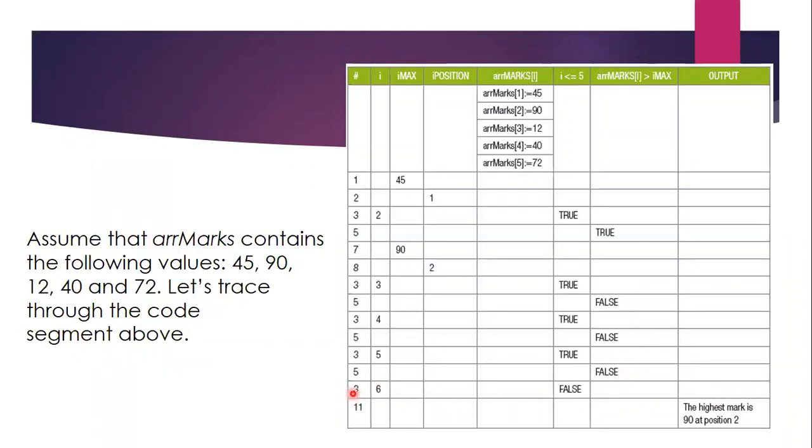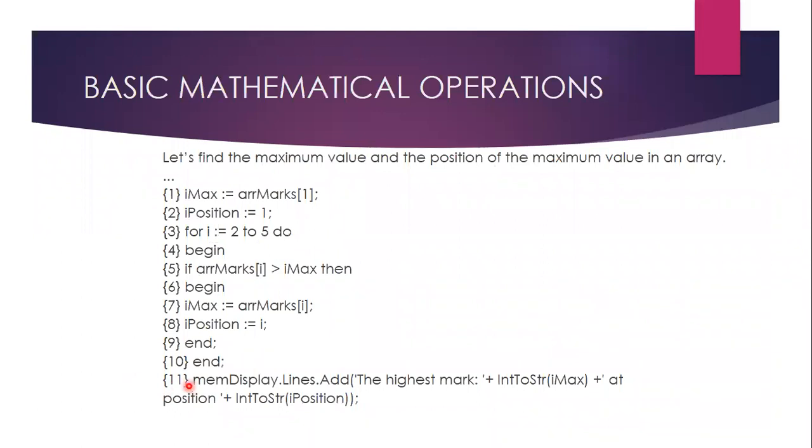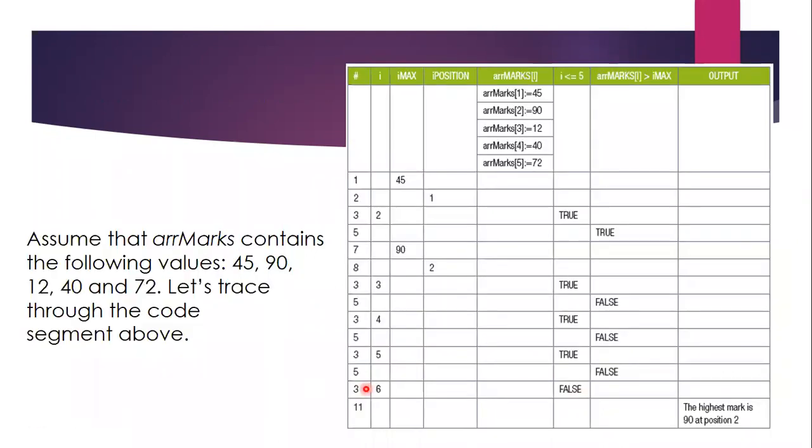So now we are going to check our outer limit. So we're going to increase our I to 6. Is 6 less than or equal to 5? No, it's not. So we have a false. Then we're going to jump to step 11. Okay. And you are going to display it. So the display, that is my output. The highest mark is 90 at position 2.